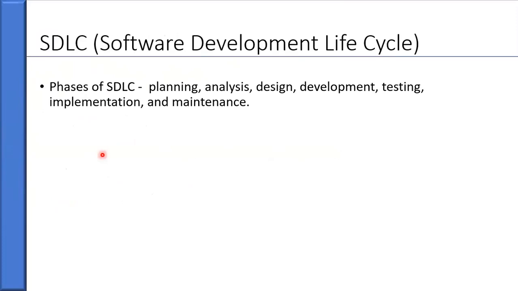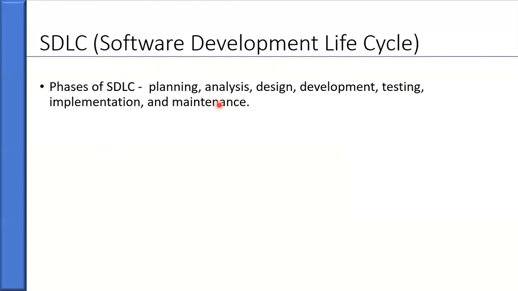Now we will discuss the software development life cycle. Initially, what are the phases of the software development life cycle? Planning, analysis, design, development, testing, implementation, and maintenance.